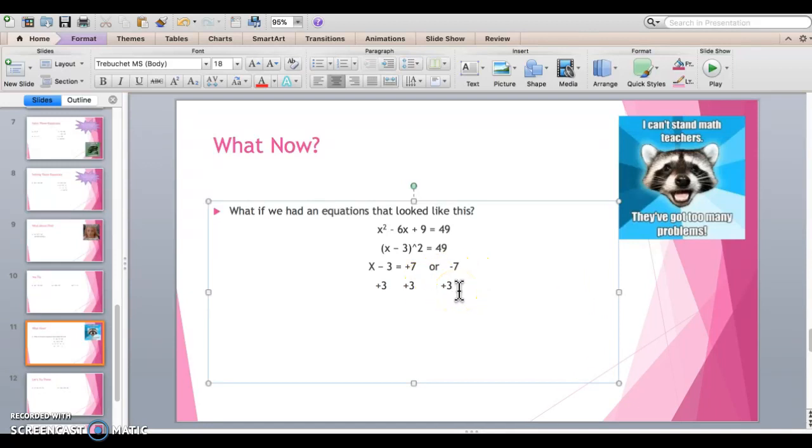Add 3 on both sides, but remember we have to do it to the negative 7 and to the positive 7. So that just leaves me with x equals on the left-hand side, and then 7 plus 3 is a positive 10. But then when I do negative 7 plus 3, that's going to give me a negative 4. So I once again end up with two solutions of a positive 10 or a negative 4.